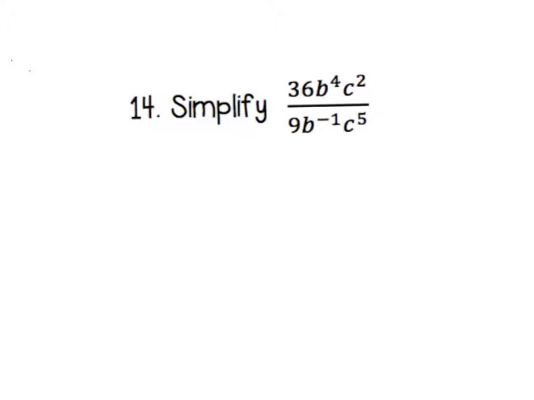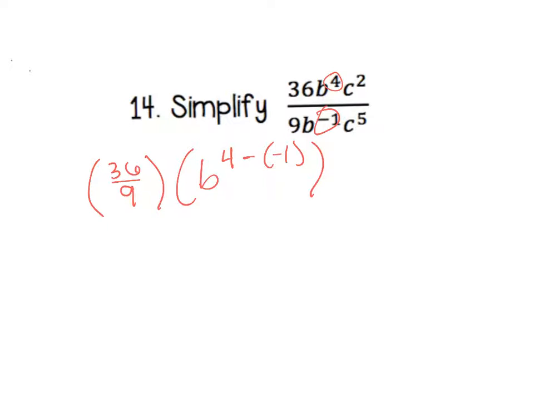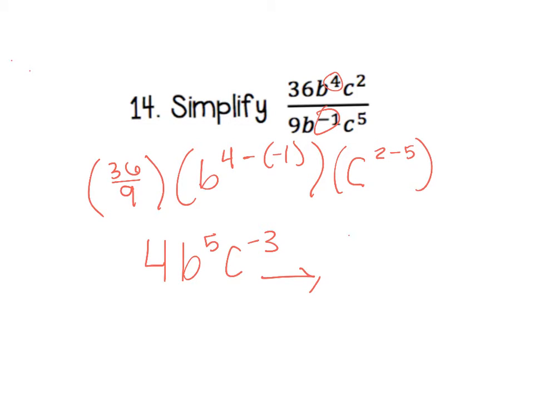For problem number 14, I'm going to break this up into the 3 different parts. So I've got 36 over 9, b to the 4th minus a negative 1, because we subtract our exponents when dividing. And then I've got c, and then subtract my exponents again. So 2 minus 5. So I'm left with 4b to the 5th, c to the negative 3rd, and then our c to the negative 3rd power will move to the bottom. So we'll be left with 4b to the 5th power over c to the 3rd power.